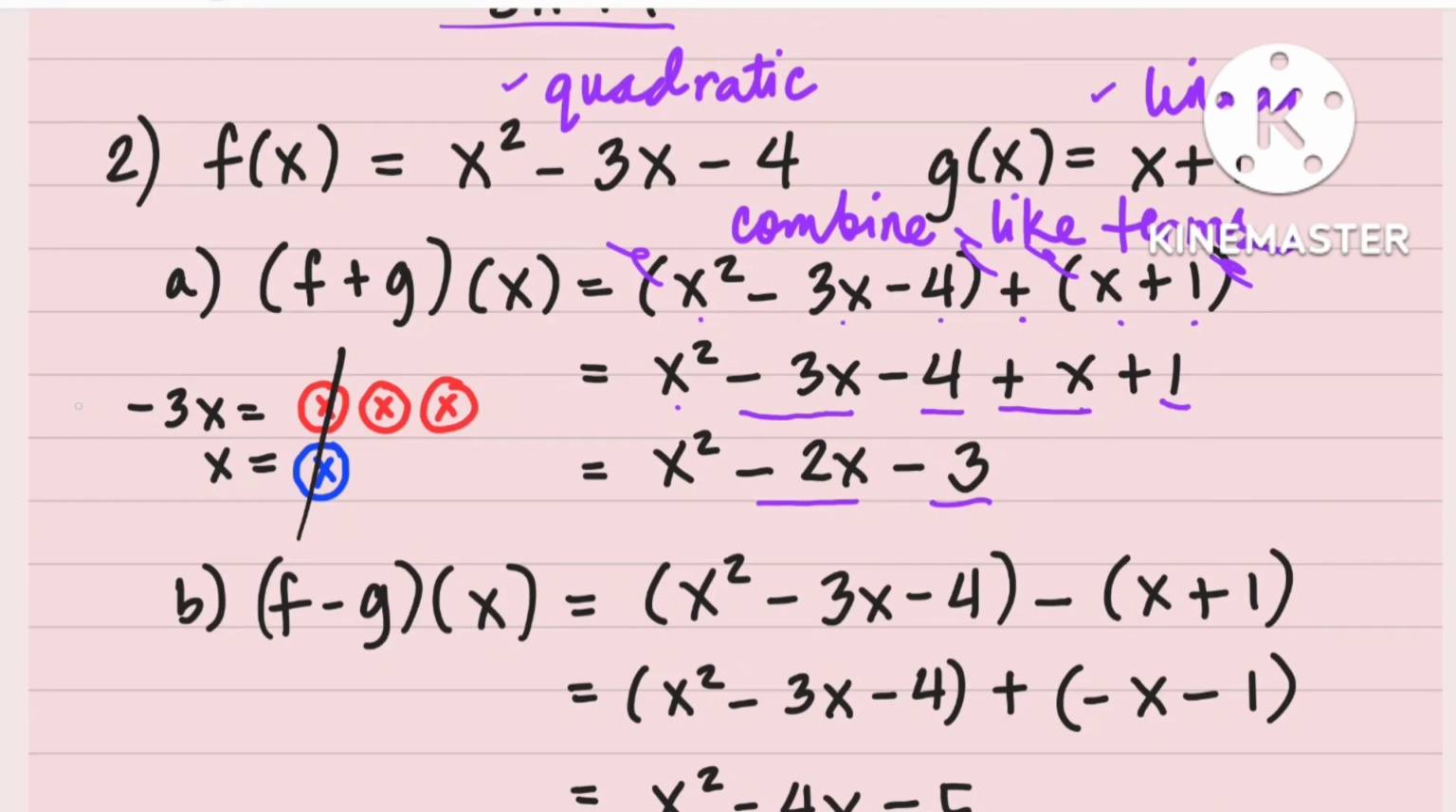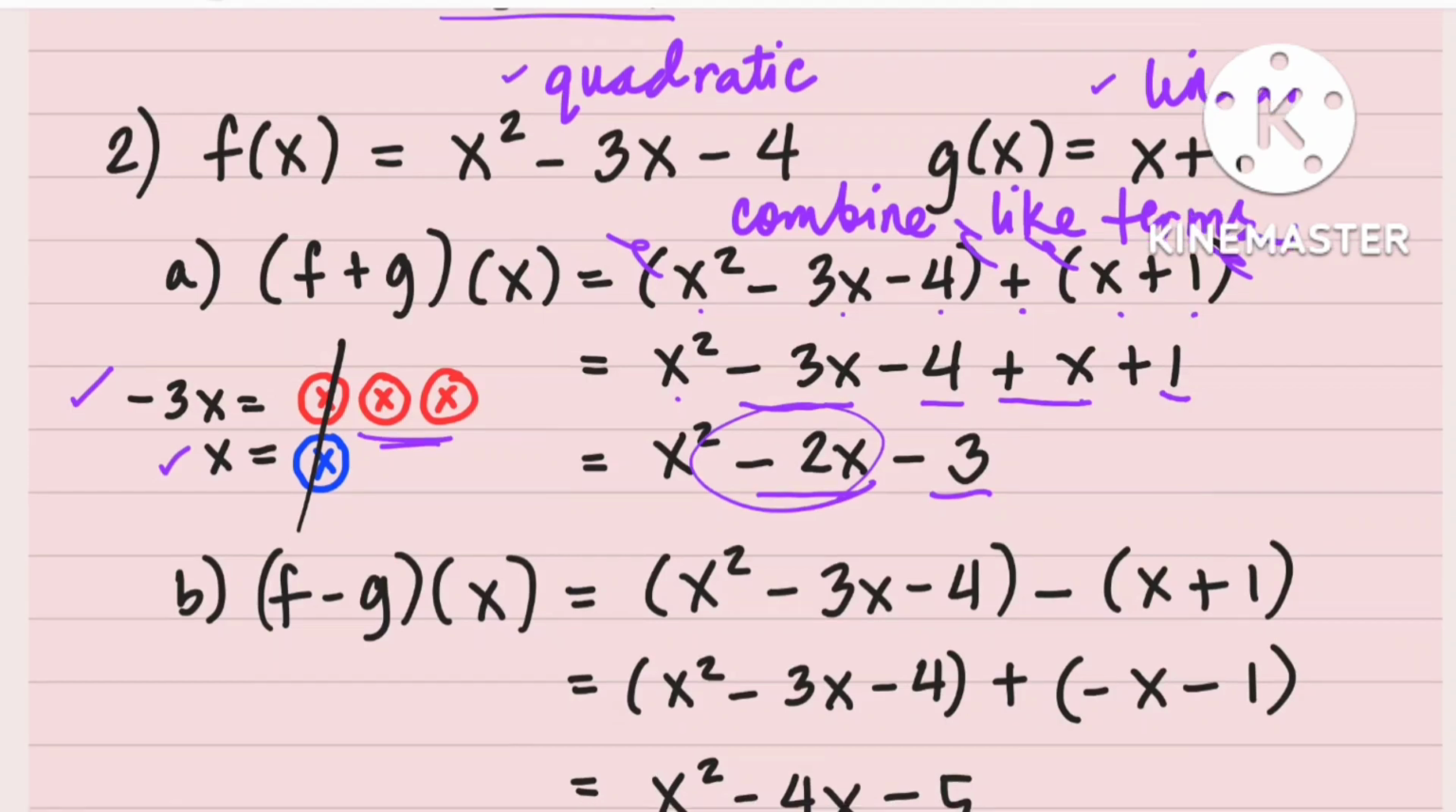Like I said, there are more negative x's. So it's like we have 3 red chips with x inside, and we have 1 blue chip. And when 2 chips of opposite colors combine, they add up to 0. So there'll be 2 red chips left, or negative 2x.